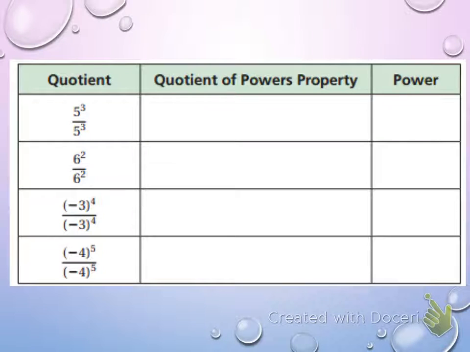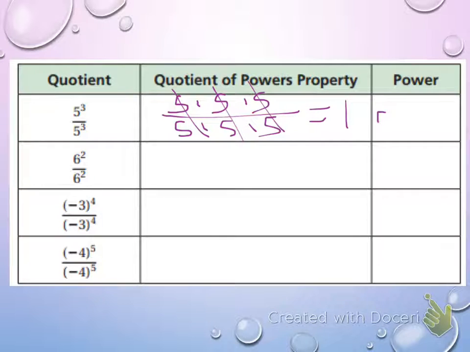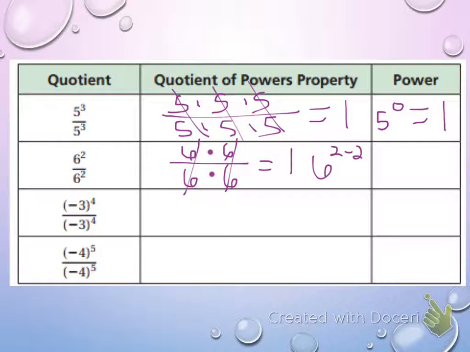So what we're looking at here is the quotient. This is the quotient of powers property. If you're looking at 5 times 5 times 5 divided by 5 times 5 times 5, these all cancel out. And whenever you have any number divided by the same number, you're going to end up with 1. So remember, if we subtract, we get 3 minus 3, which is 0, which is 1. The next one would be the same. Your 6's would cancel out, and you'd have 1. And remember, if you have 6 with 2 minus 2, you've got 6 to the 0 power, which is going to be 1.